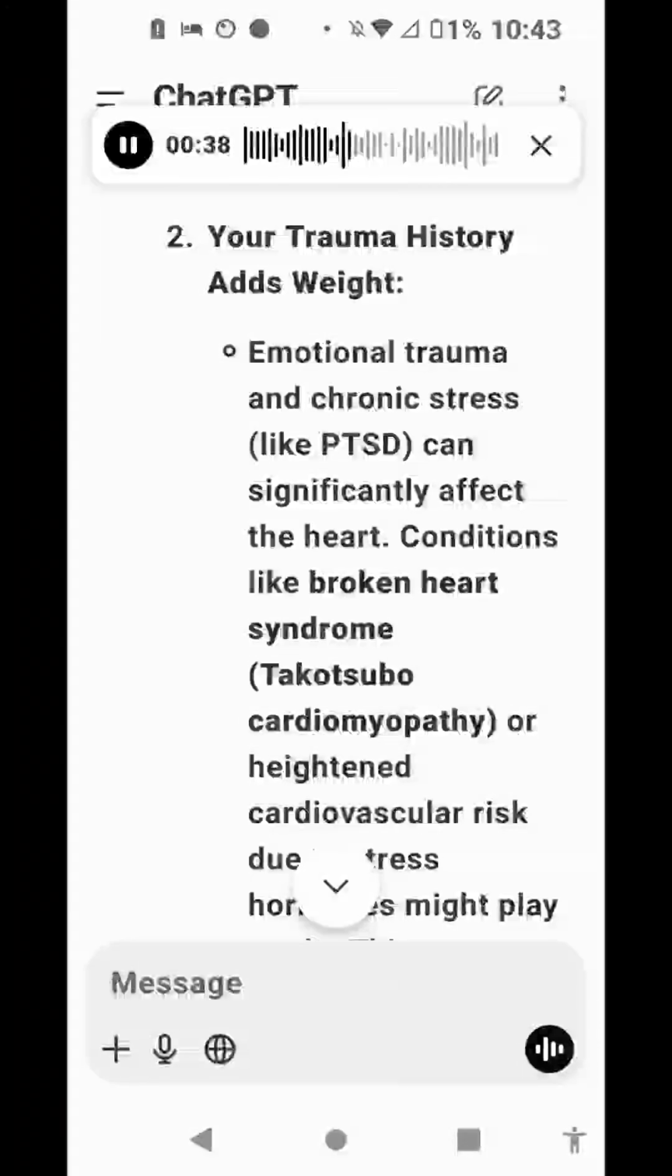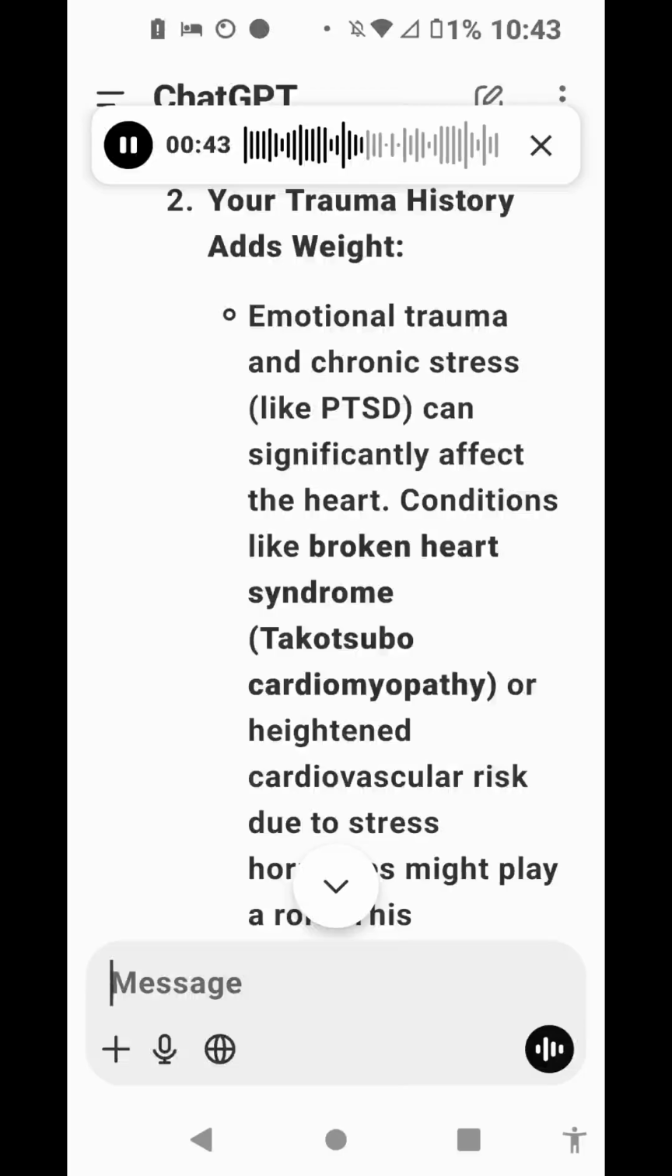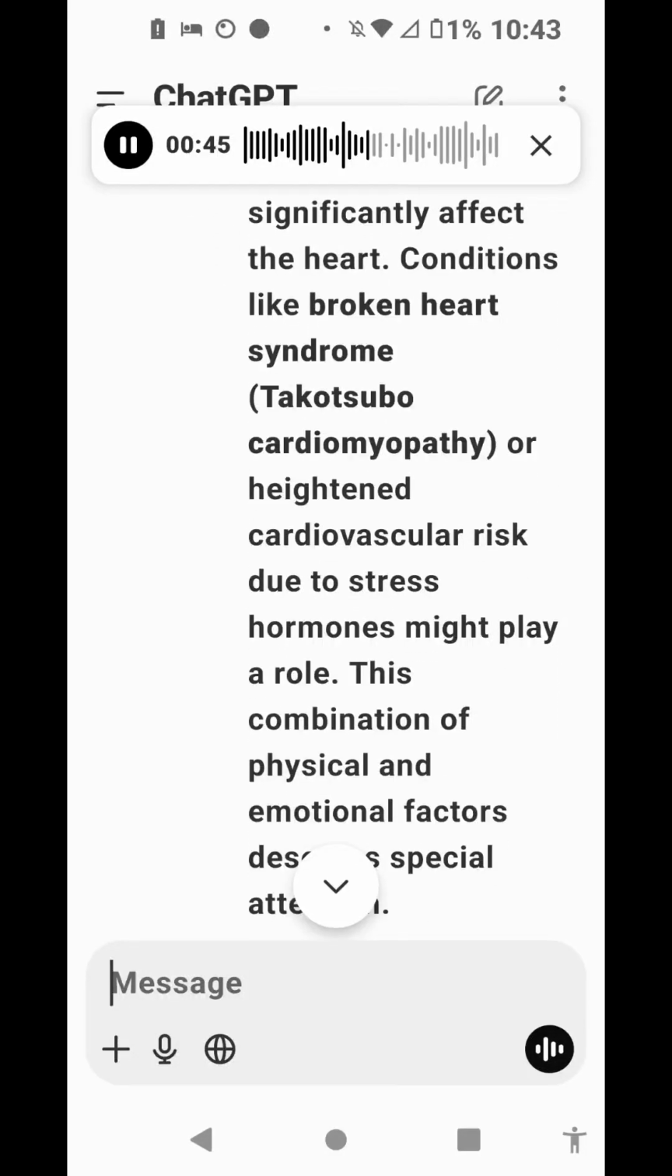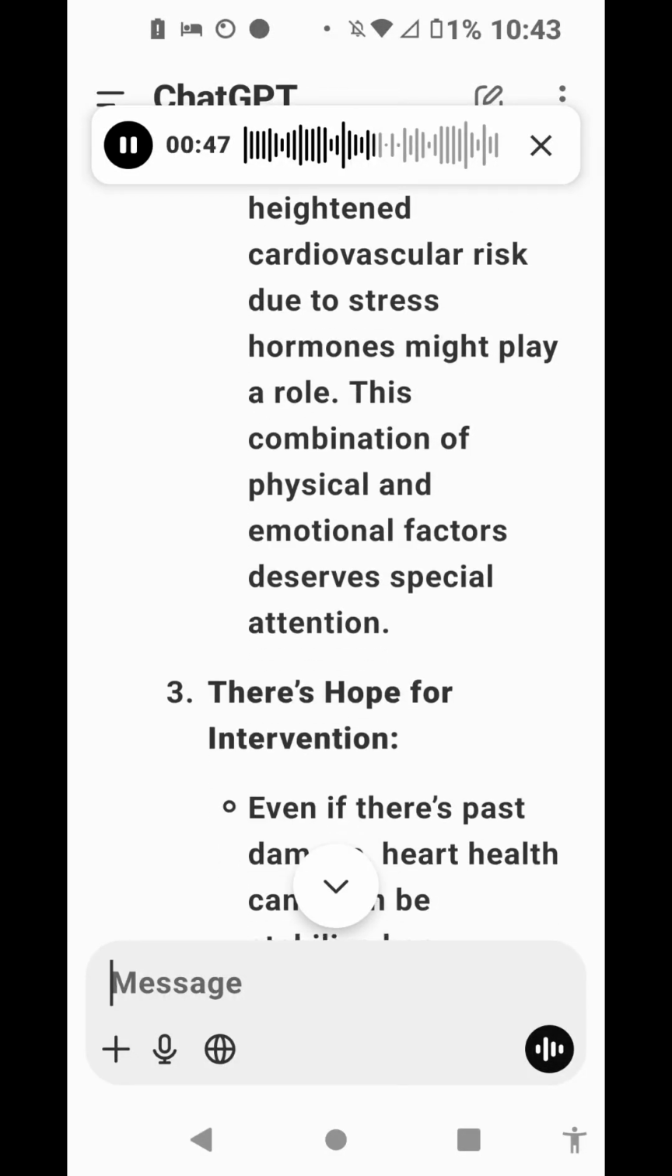2. Your trauma history adds weight. Emotional trauma and chronic stress, like PTSD, can significantly affect the heart. Conditions like broken heart syndrome, Takotsubo cardiomyopathy, or heightened cardiovascular risk due to stress hormones might play a role. This combination of physical and emotional factors deserves special attention.